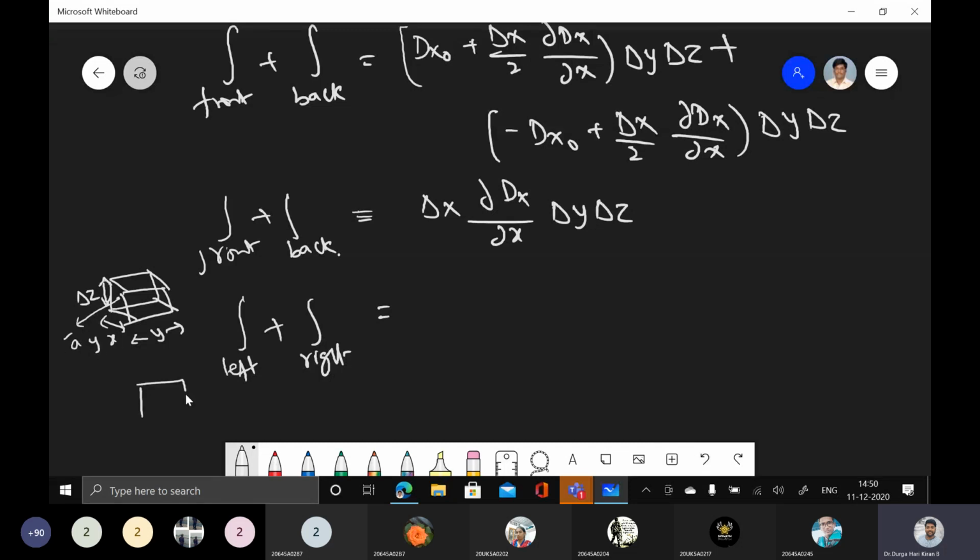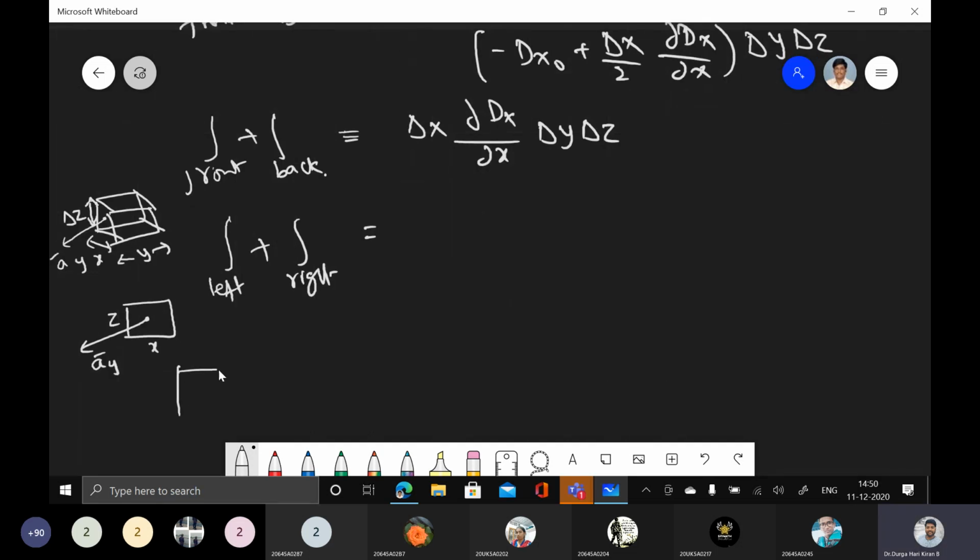If I consider the x and z plane, the unit vector will be in the form of a y bar. If I consider the top, it will be x and y. Okay, it is in z direction.